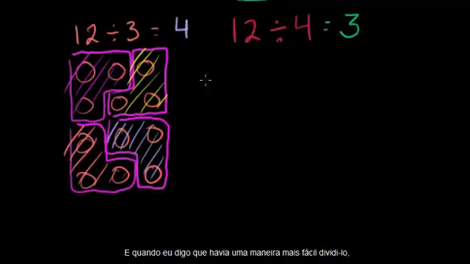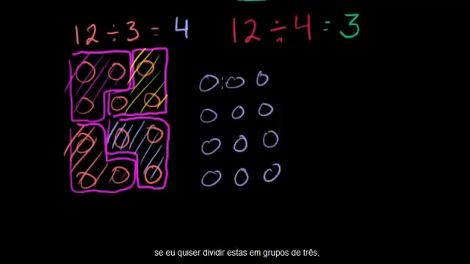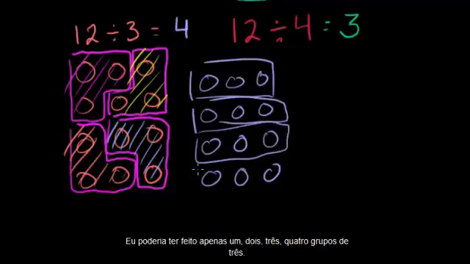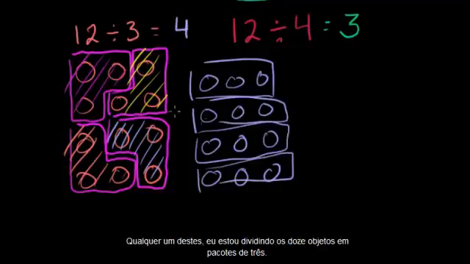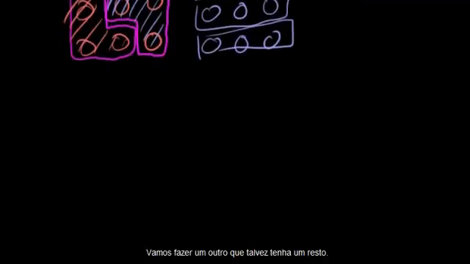And when I say there was an easier way to divide, the easier way was obviously, or maybe not obviously, if I wanted to divide these into groups of 3, I could have just done 1, 2, 3, 4 groups of 3. Either way, I'm dividing the 12 objects into packets of 3. You can imagine them that way. Let's do another one that maybe has a remainder.